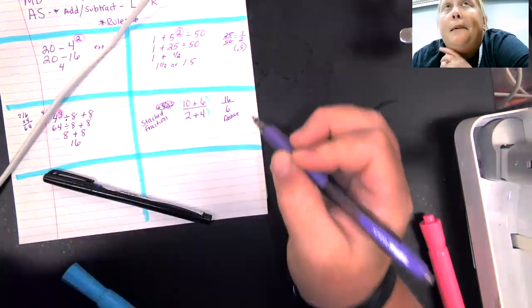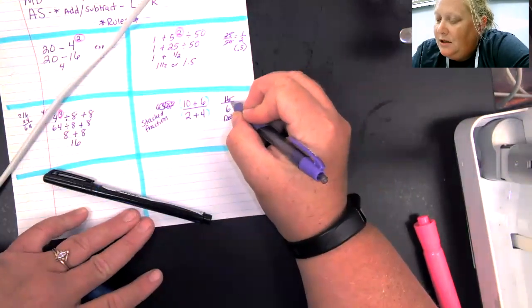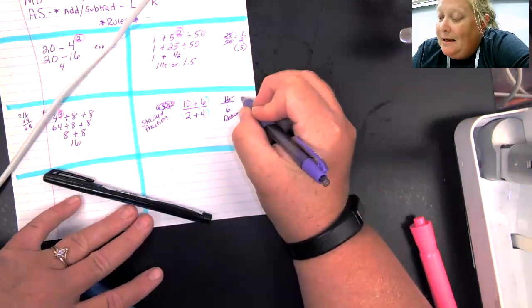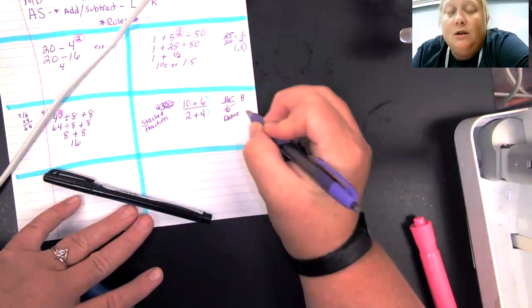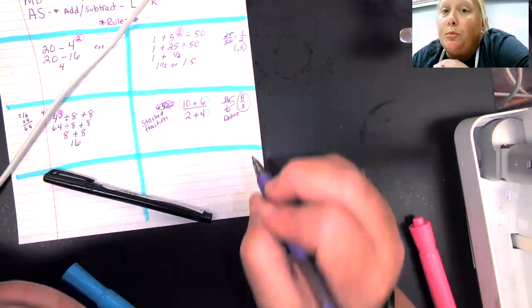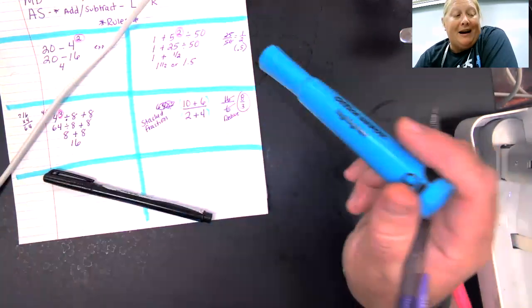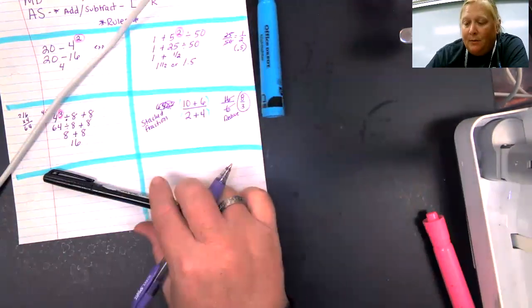Let's see, a common factor is 2 out of each of these. So 2 goes into 16, 8 times. 2 goes into 6, 3 times. So that's 8/3. I am super okay with you leaving 8/3. I don't mind top heavy fractions at all. It does not bother me.